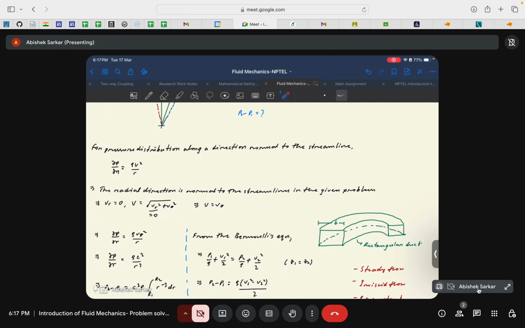Say for example, from Cartesian to cylindrical coordinate system, let me give you an example. If you want to go from Cartesian to cylindrical coordinate system r theta, then the relation is r would be the square root of x square plus y square, and theta would be tan inverse of y by x.